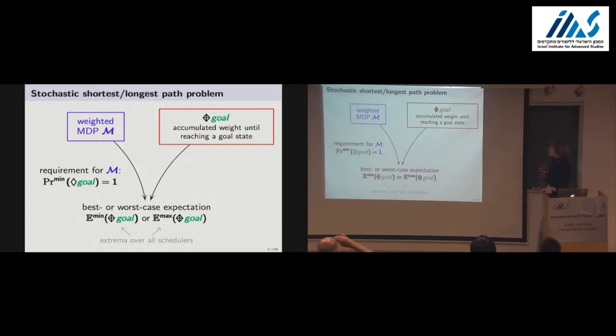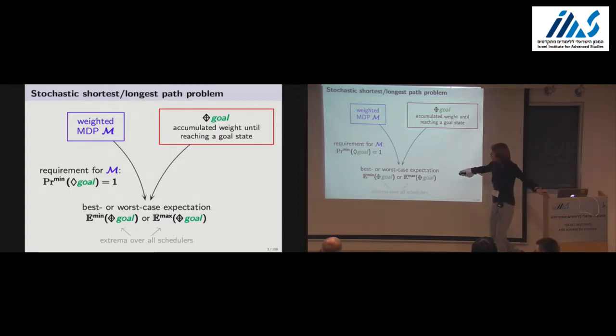So this morning you have seen this picture here. We are given a weighted MDP, so an MDP with integer weights for the state-action pairs. And we have some distinguished state called goal, and we want to reason about the minimal or maximal expectation for the accumulated weight until reaching goal. Well, and this min and max, here we take the extrema over all schedulers.